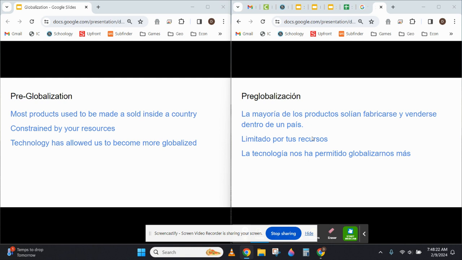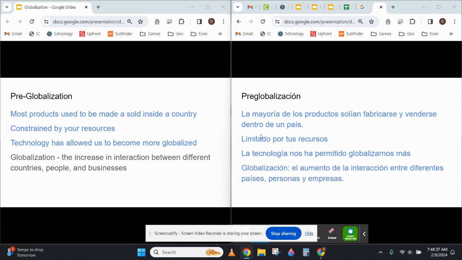It's the technology that's allowed us to do this. We are able to talk and connect to people around the world. We have refrigerators, we have planes, we have trains, we have all these things to ship goods wherever they need to be. Here's our definition of globalization: the increase in interaction between different countries, people, and businesses.